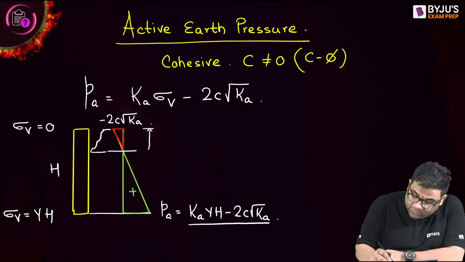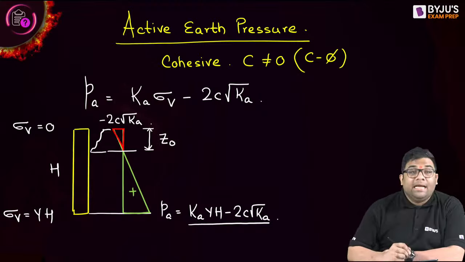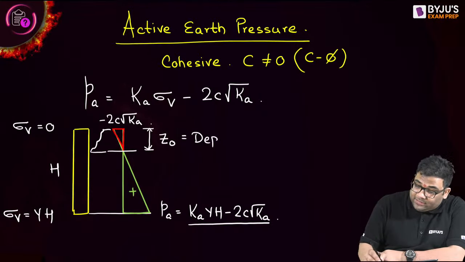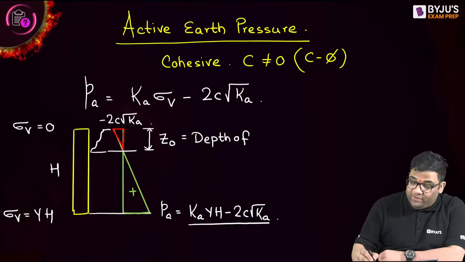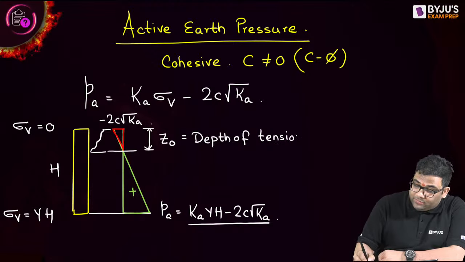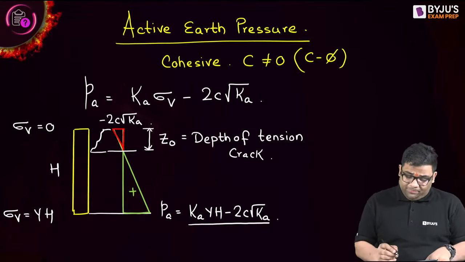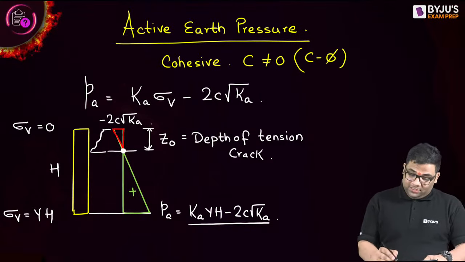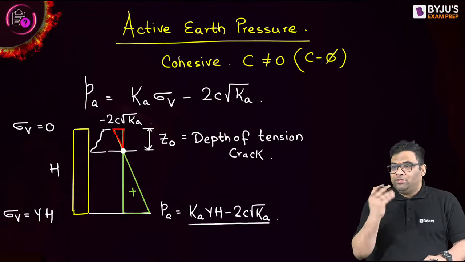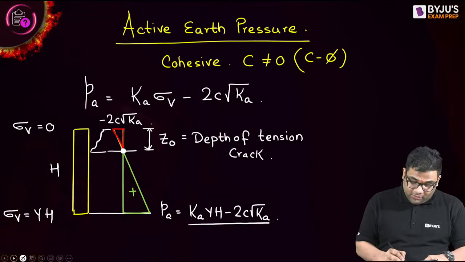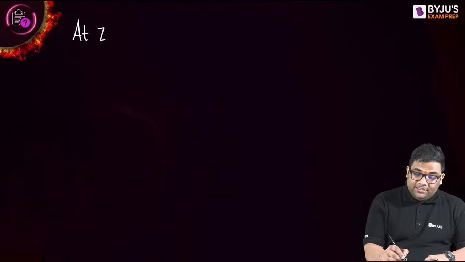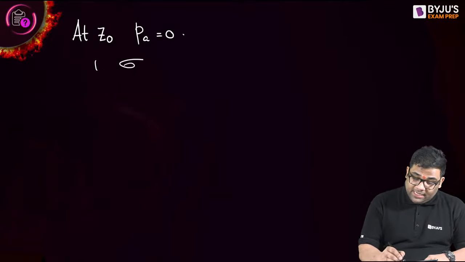This depth is known as Z naught, the depth of tension cracks. Many of you remember the equation, but we'll derive it very fast. At this depth Z naught, the earth pressure is zero. We'll use this concept; even if you forget the formula, you can find it. At Z naught, the earth pressure is zero, and the earth pressure is Ka into vertical stress minus 2C root Ka.